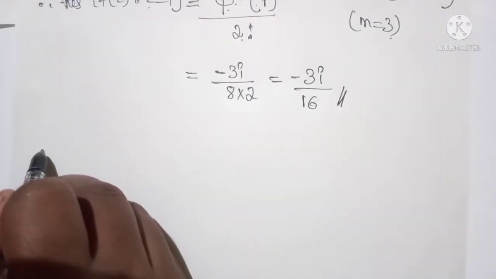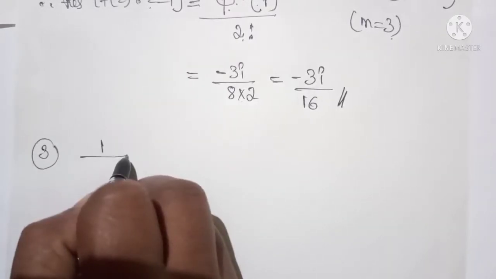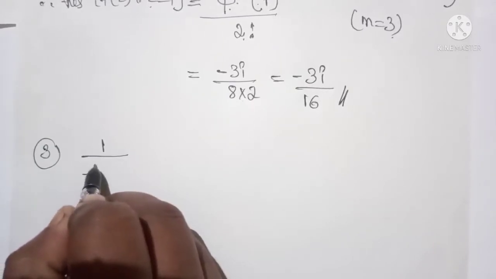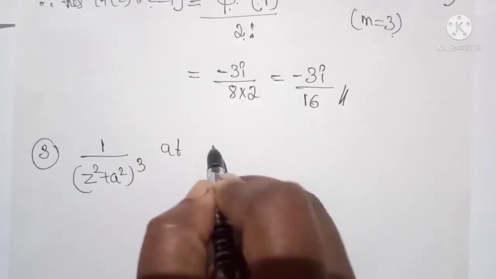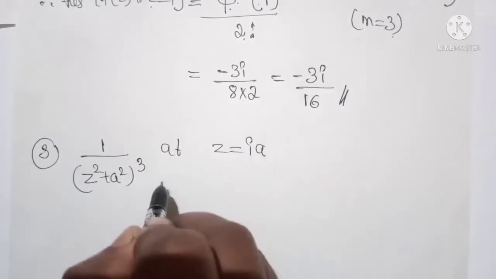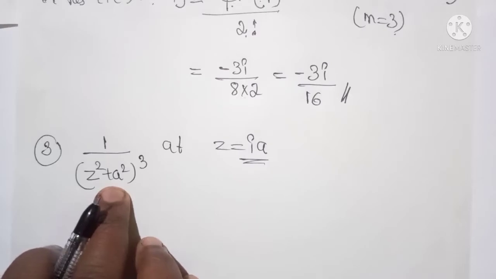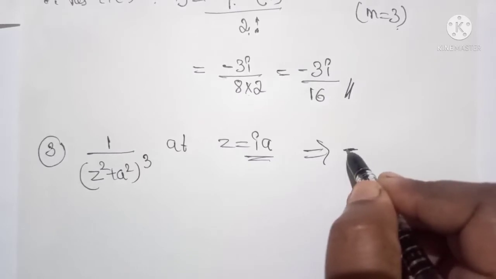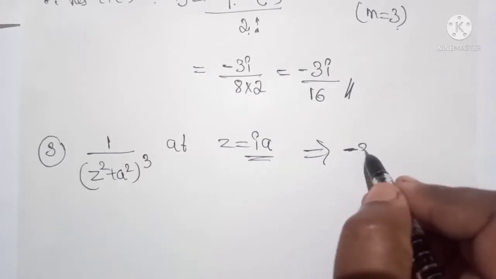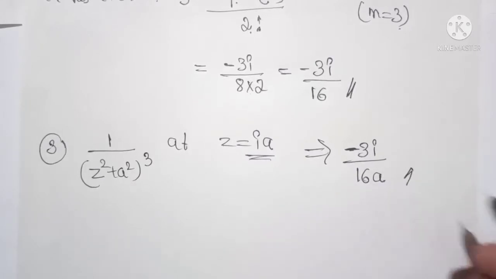So next, the third problem, which is very similar to the second problem: find the residue of 1 by (z square plus a square) whole cube at z equals i. Try this by yourself. The only difference is that in the place of 1 we have a, so the rest of the problem is the same. And its answer would be minus 3i divided by 16a.